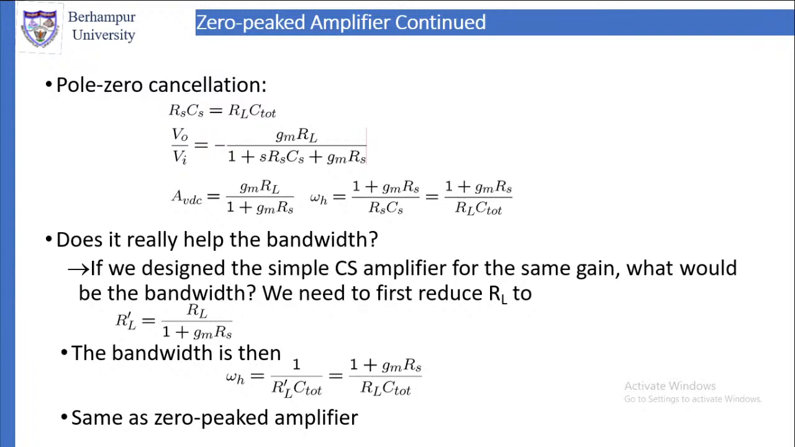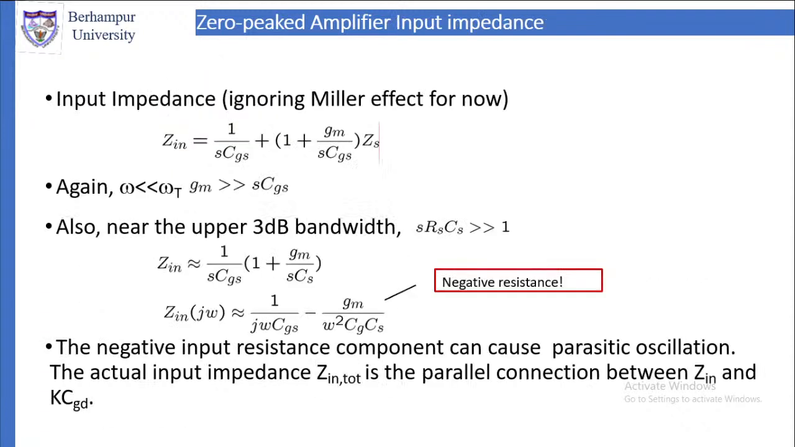AV DC is equal to gm into RL dash. Now the bandwidth omega h is equal to 1 by RL dash C total, which is equal to (1 plus gm RS) by RL C total. So this is the same as the zero peaked amplifier. So now we have got a zero peaked amplifier using this principle.